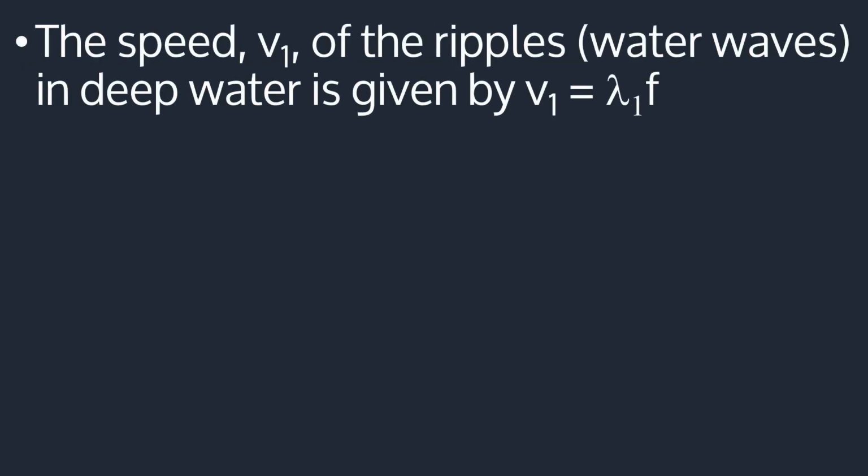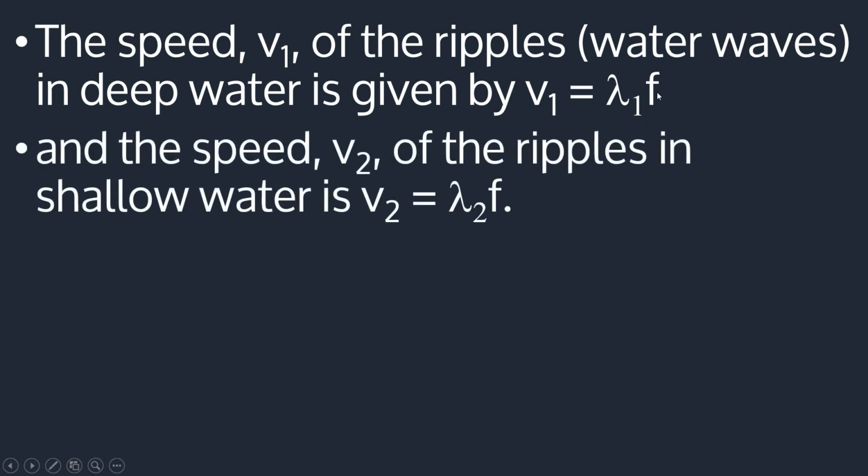Now, the speed v of the ripples or the water waves in deep water is given by, from the wave equation, v is equal to lambda f. So the speed of the water waves in the deep water will be v1 is equal to lambda 1 times f. And at the same time, the speed v2 of the ripples in the shallow water is given by v2 is equal to lambda 2 f.